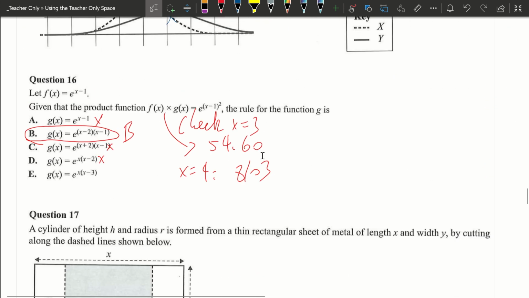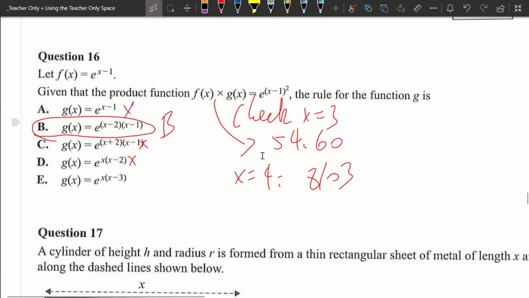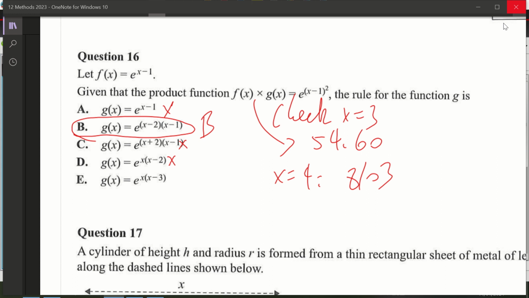Okay, that's that. You need to understand what mean means and what standard deviation means. Okay, function f is e to the power of x minus 1. There's a product of the function f that we know and the function g that we don't know, which multiplied together gives you e to the power of x minus 1 squared. What is the rule of the function g? All I did was trial and error. So I assumed x to be 3, and I check it like this.